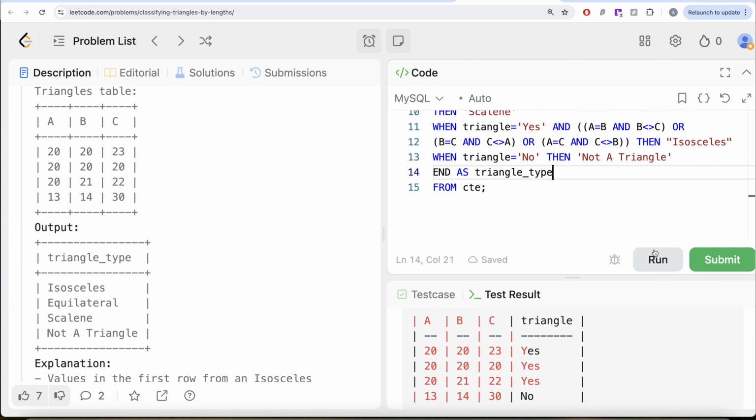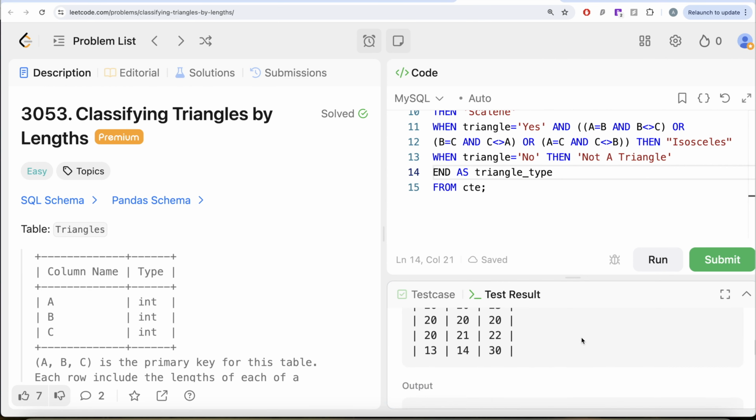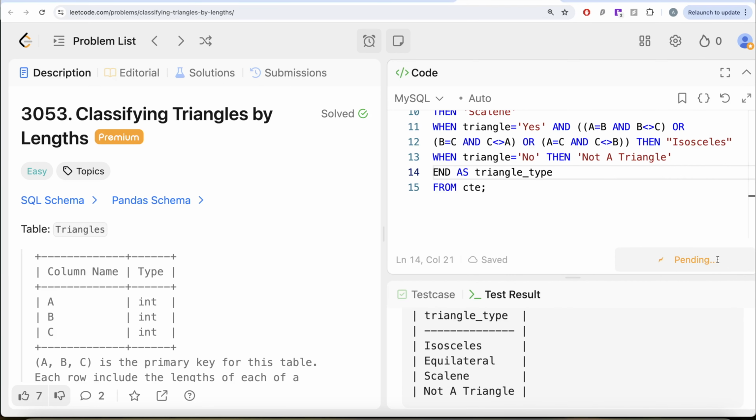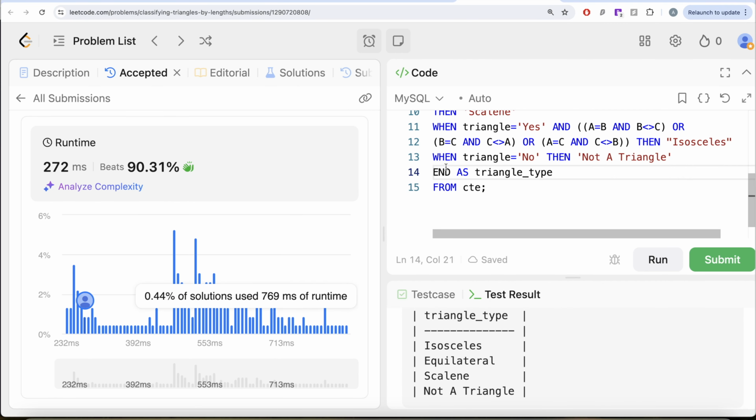Let me go ahead and run this. Let's see what we get in our output. So yeah, this is accepted. Our output is the same as the expected output. Let me go ahead and submit this to pass all the test cases. So yeah, this is accepted, and this is how to do it.